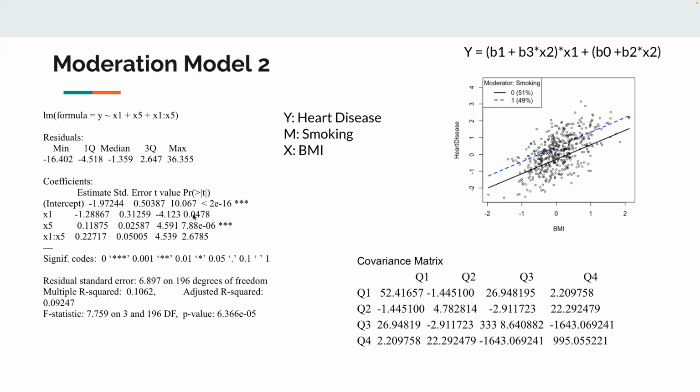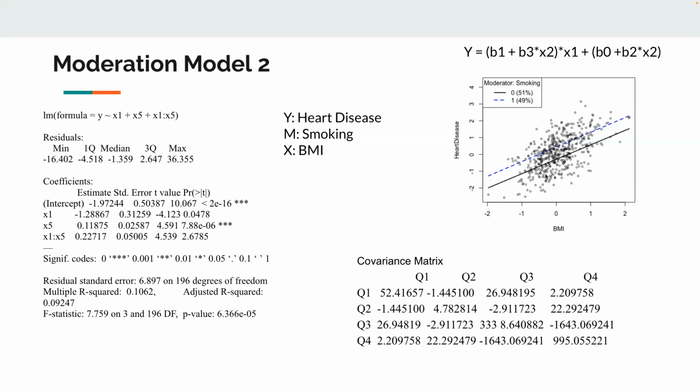The fact that our intercepts still continue to be significant, we can see that in the plot, because the intercepts are significantly different from 0. But because our interaction is not significant, we can see that the slopes actually don't change. The slopes are the same on these two.